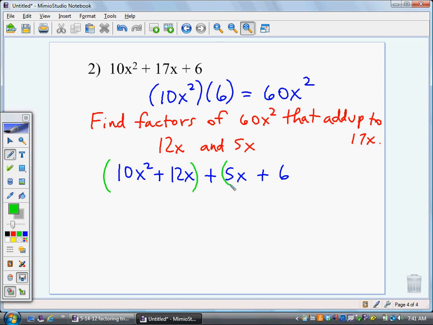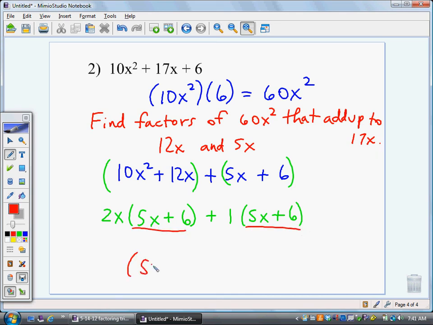Group them. Pull out common factors here. It's going to be 2x times 5x plus 6. The only common factor of the second binomial is 1, and so I have the 5x plus 6. So here's our common binomial factor, 5x plus 6. Here's what's left, 2x plus 1. And that's your answer.